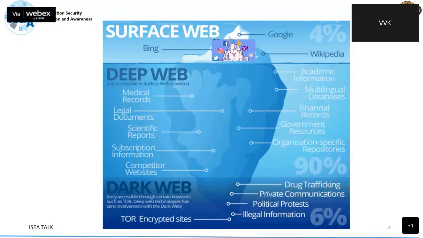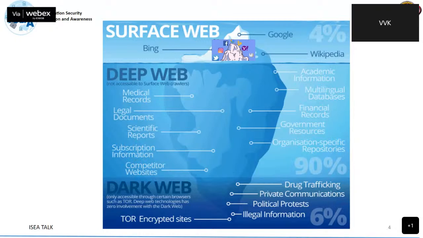So this data is all about medical records, legal documents, scientific reports of a particular organization, some subscription information, or academic information, then a lot of databases, financial records of organizations, government organization records. So a lot of repositories. All this amounts to 90%.